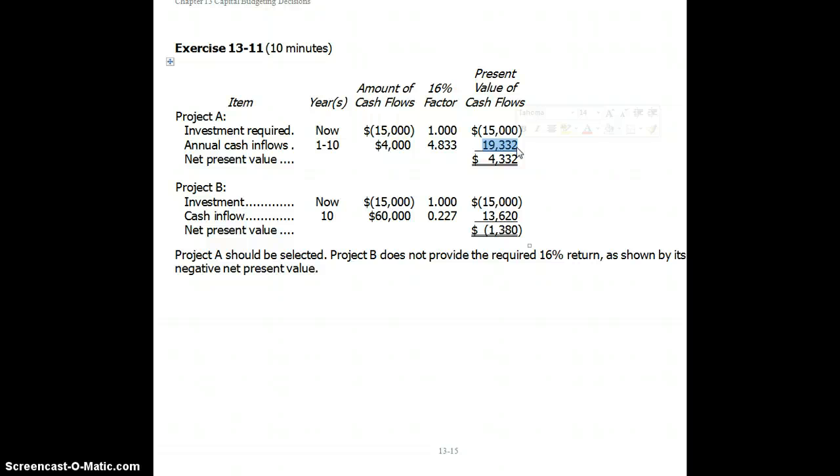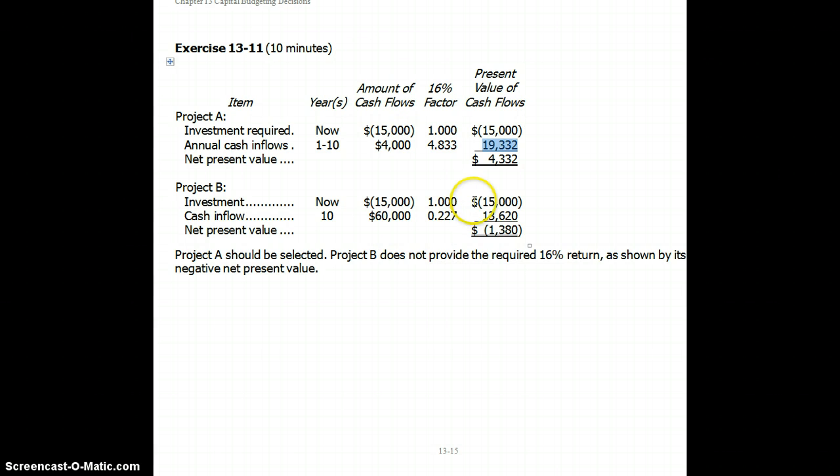The investment required is a $15,000 cash outflow. Our net present value is a positive $4,332. It tells us that Project A would be acceptable because it does have a net present value that is positive. When we look at Project B, once again Project B has a cash outflow today of $15,000.